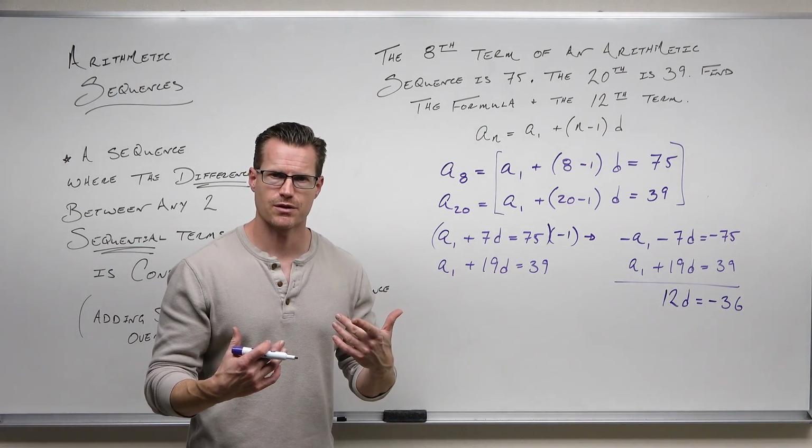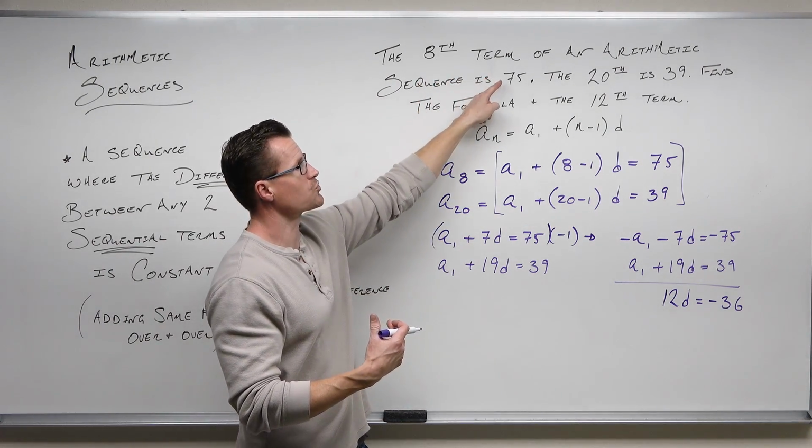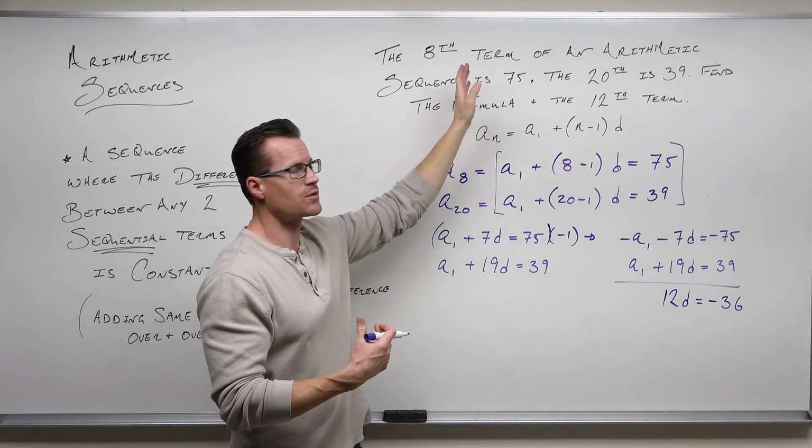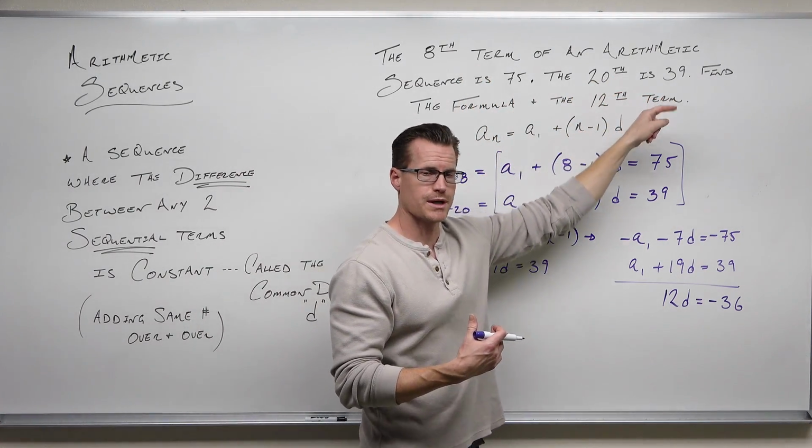It's okay to have a negative common difference. It just means that you are subtracting 3. And if you started with 75 and you subtracted 3 12 times, you're going to get 39.